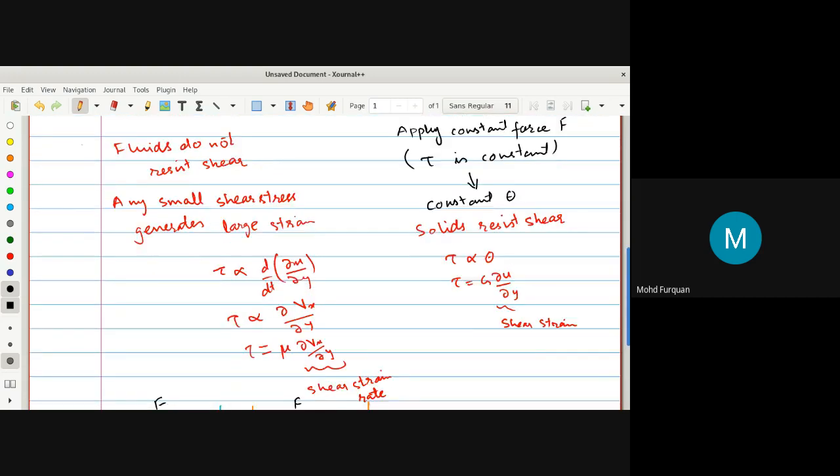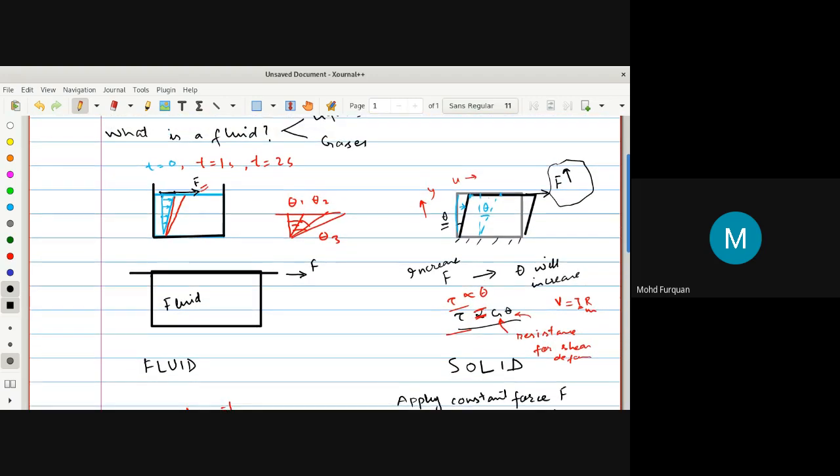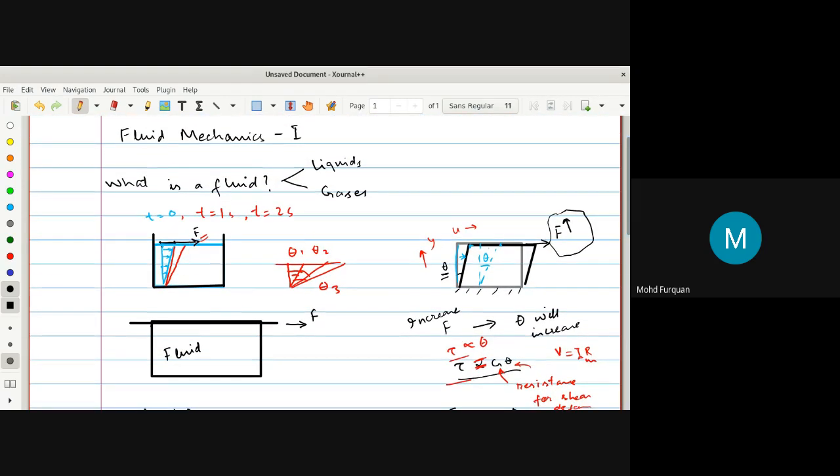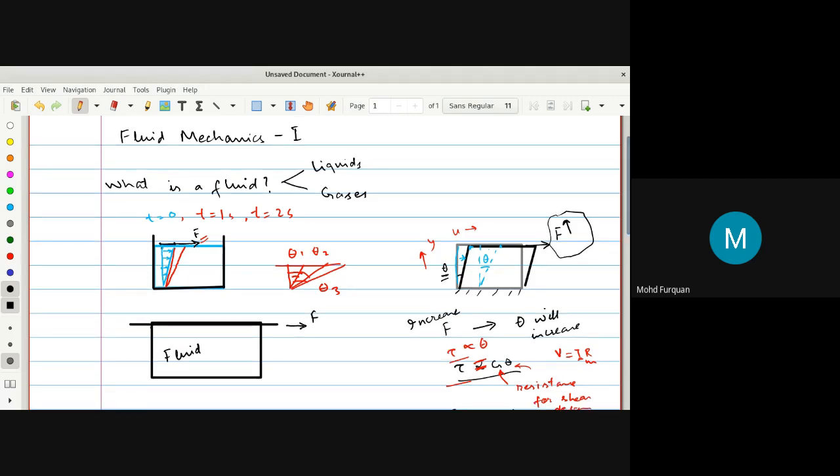Now somebody may ask, what about normal stress? Why do we use only the definition of shear stress to differentiate between solid and fluid? Why did we not use the normal stress? The answer is this: for normal stress, if you apply your force here, both will resist.